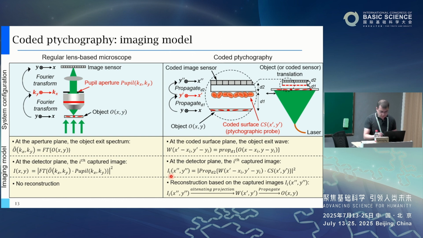So the trick is that based on the intensity measurement, we are going to recover the W, the object wave at the coated surface plane. And with that object wave, we can back propagate this to any position we want to recover the original object. So that is the basic idea of this technology. The take-home message here is that this layer of bud cells is serving the purpose of the computational lens.